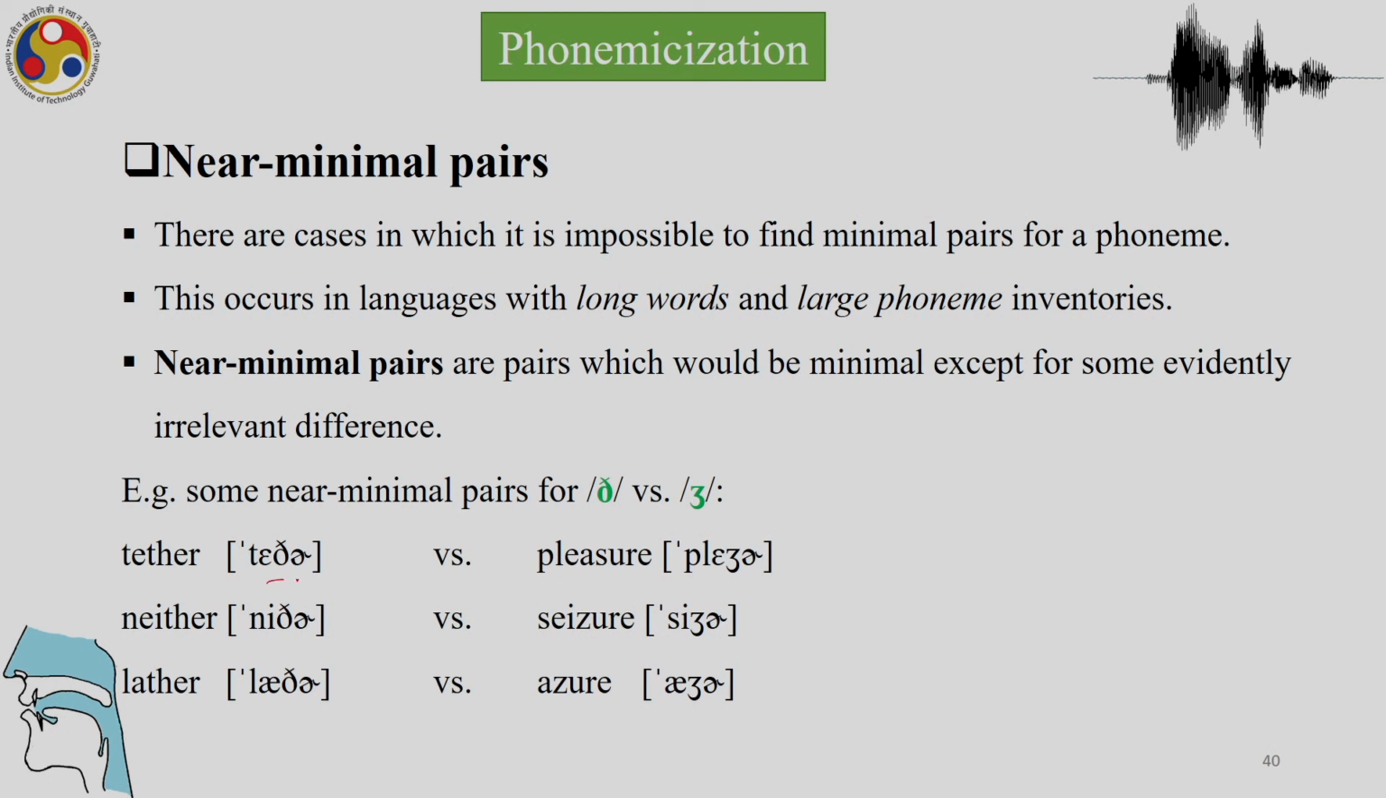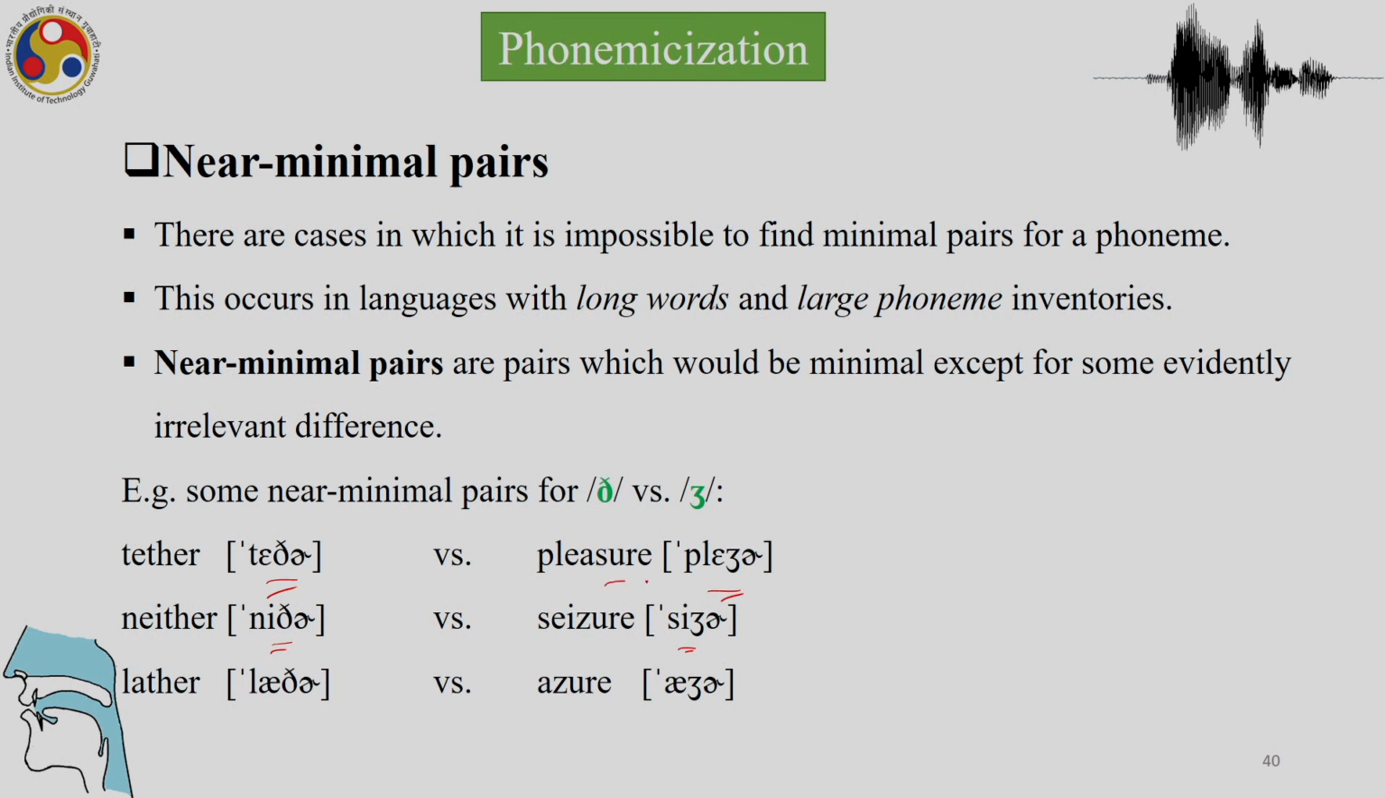we have tether and pleasure. We have neither and seizure. So are these exact minimal pairs? No, they're not exact minimal pairs, because for tether we do not have leisure. For neither, we do not have leisure. For lather, we do not have leisure. So, why are these near minimal pairs?